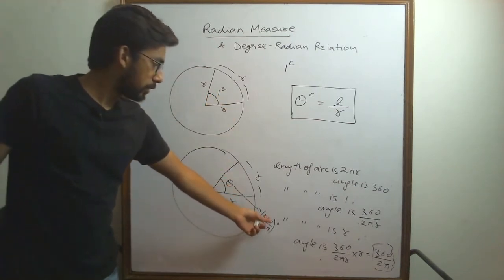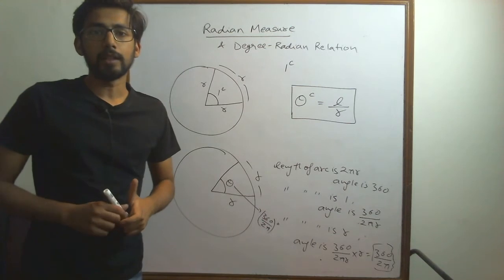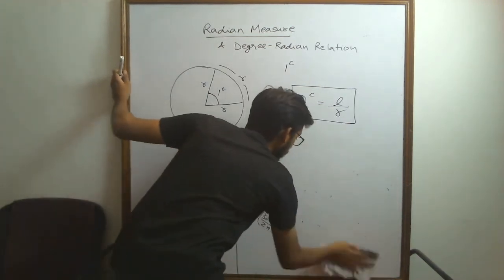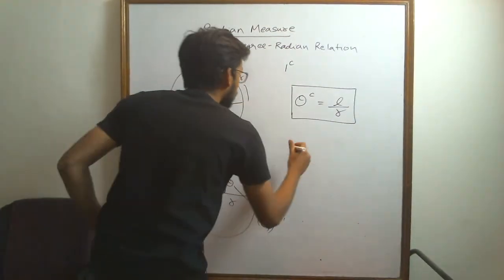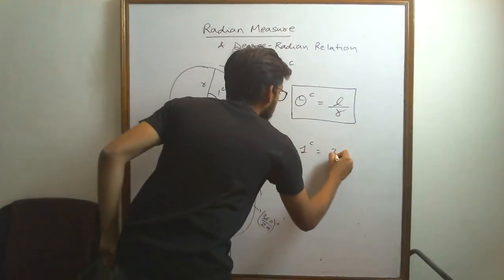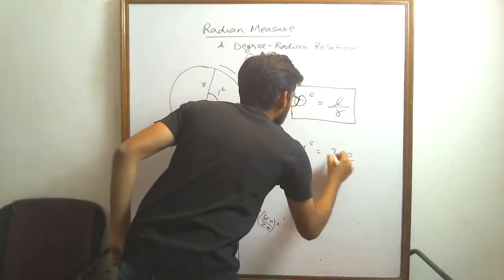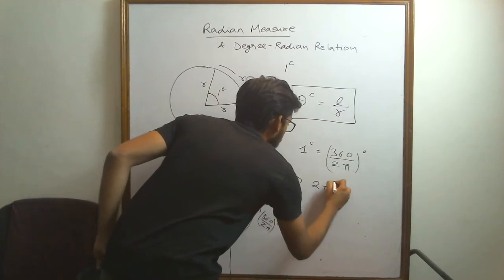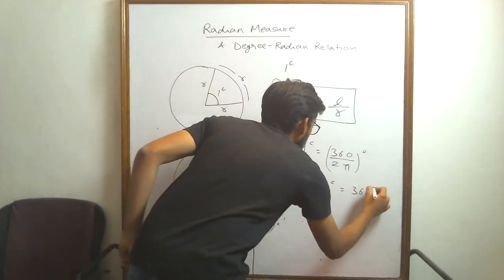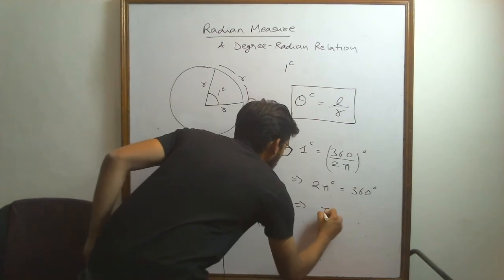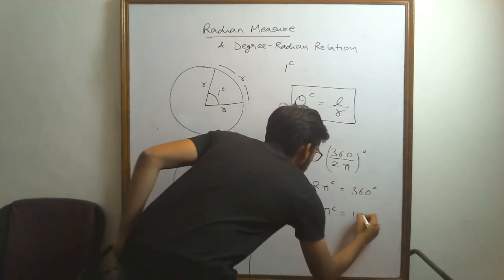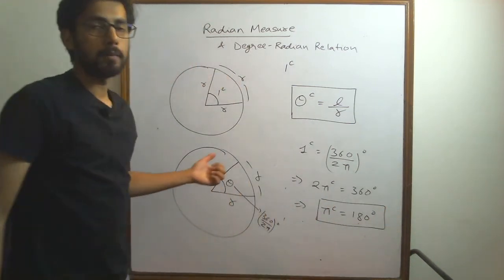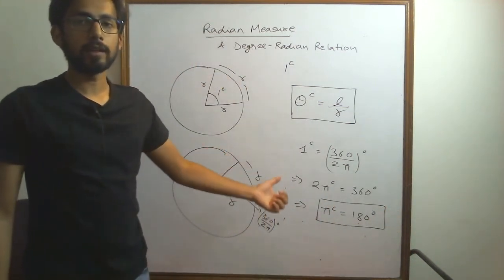So 1 radian is equal to 360 by 2 pi degrees. Okay, so we got this relation that 1 radian is equal to 360 by 2 pi degrees. That means 2 pi radian is equal to 360 degrees, or we can say that pi radian is equal to 180 degrees. So this is the relation between radian measure and degree measure.